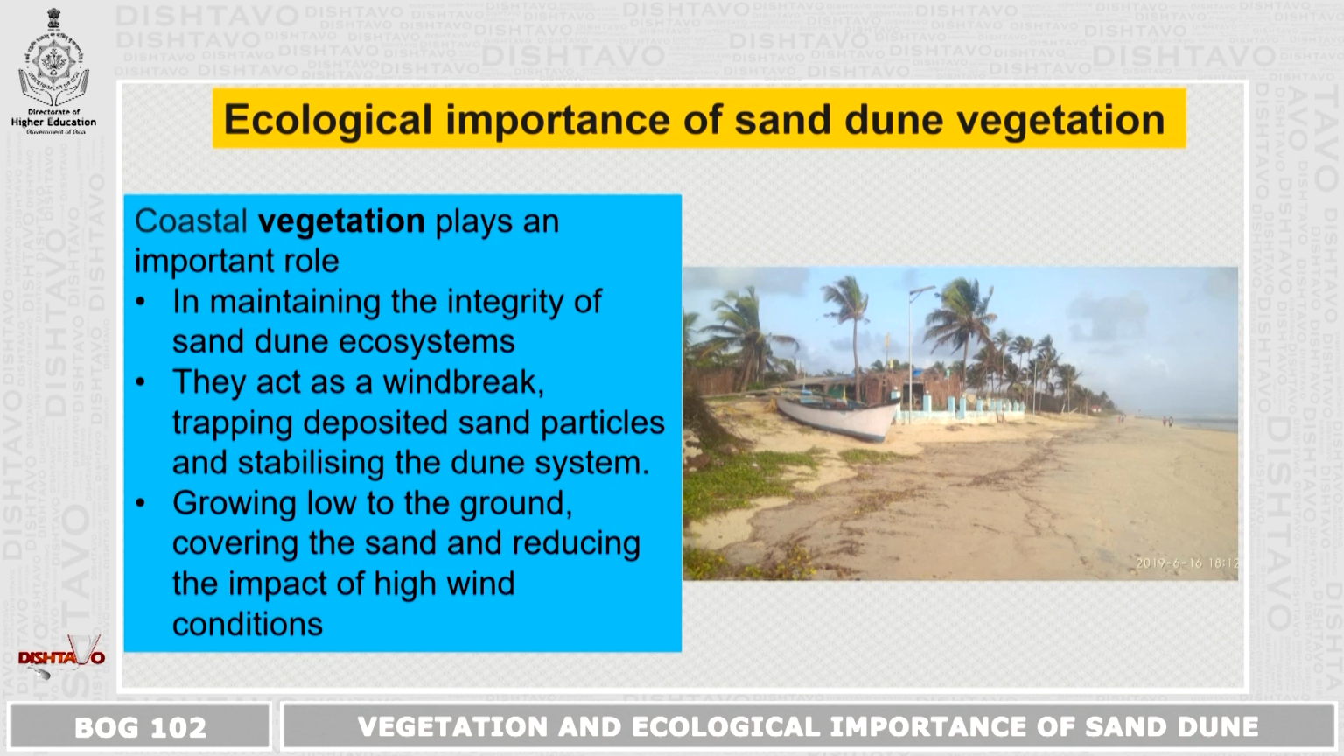And on this stabilized sand dune, the vegetation will grow, and the succession of the plants will happen on this dune. So the primary species will be growing very low to the ground, and even if they are covered with sand, it reduces the impact of high wind conditions by the adaptations, like waxy or hairy outgrowths on the stem and the leaves, and that is meant to actually save water.